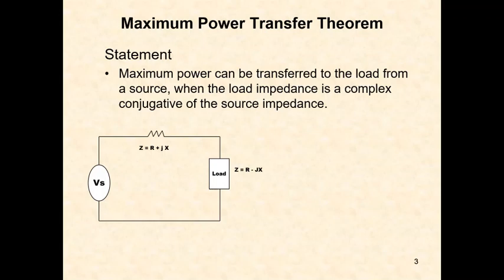If the circuit impedance is R plus jX, then the load impedance must be R minus jX, and only then will the maximum power transfer be done. So the transfer of power is maximum when the circuit impedance is equal to the complex conjugate of the load impedance, or the load impedance is equal to the complex conjugate of the circuit impedance. This is the theorem.